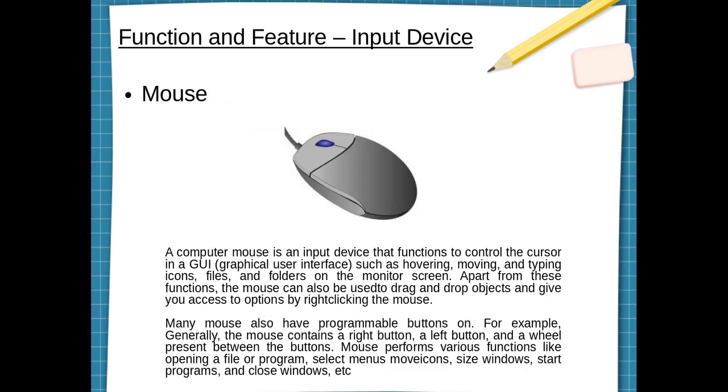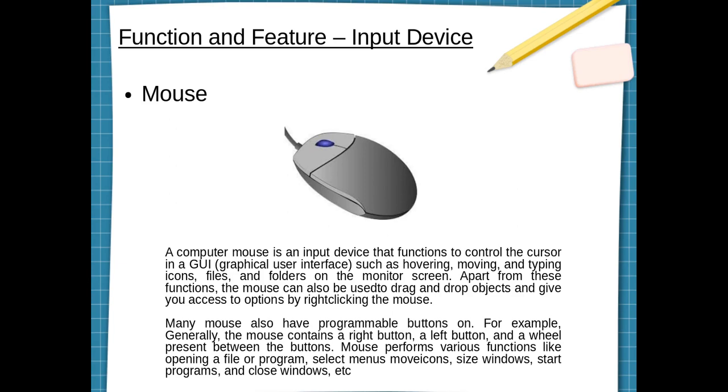Second, mouse. A computer mouse is an input device that functions to control the cursor in a GUI or graphical user interface, such as hovering, moving, and opening icons, files, and folders on the monitor screen. Apart from this function, the mouse can also be used to drag and drop objects and give you access to objects by right-clicking the mouse.